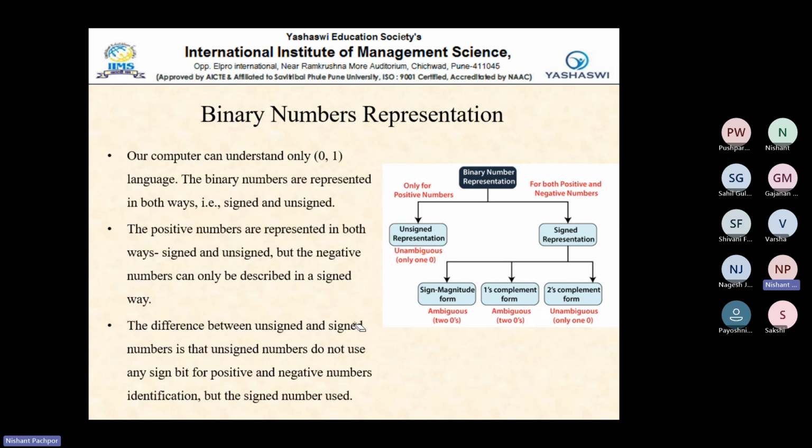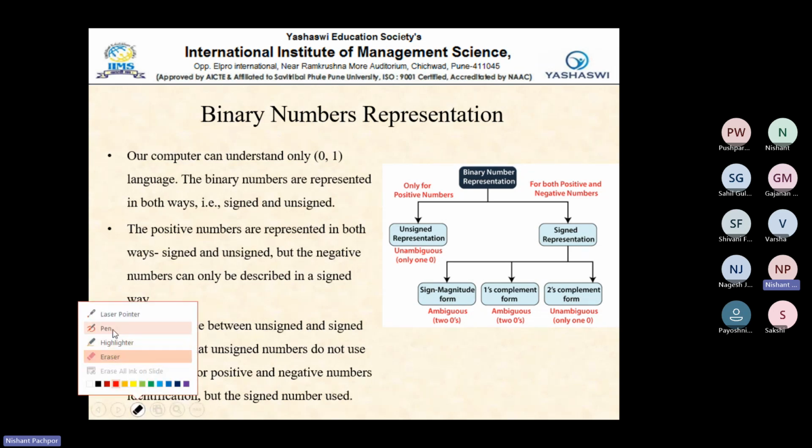The difference between unsigned and signed numbers is: the unsigned number does not have any sign for positive or negative numbers, and the identification is that signed numbers mostly use a sign, positive sign, negative sign, they have used there.